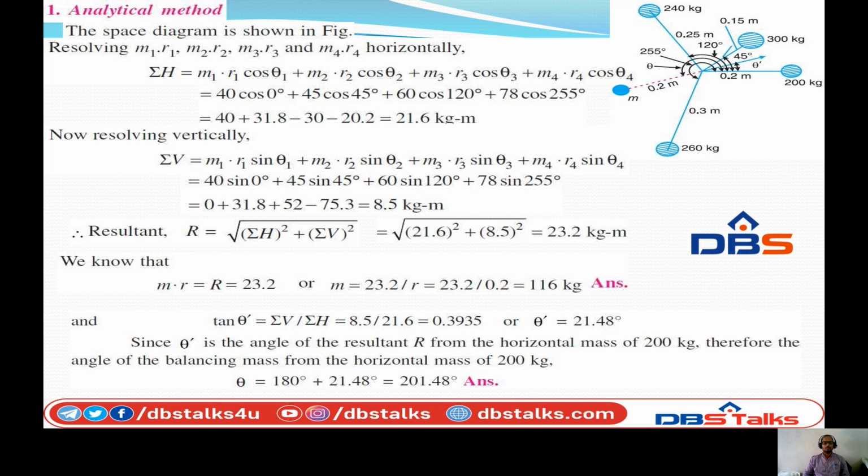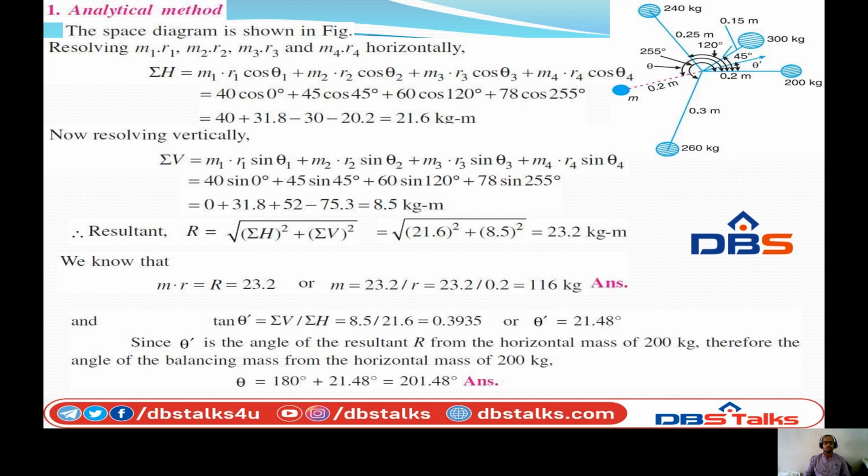So for solving the problems in balancing of rotating masses and reciprocating masses, we have to calculate with the calculator only. Don't give the values approximately or by guessing. And now solving vertically, M1 R1 sin theta 1. With the same theta values, we have to use sin theta. Then sigma V is equal to 8.5 kg meter. Then the final resultant R is equal to the square root of sigma H square plus sigma V square. So finally it is 23.2 kg meter.